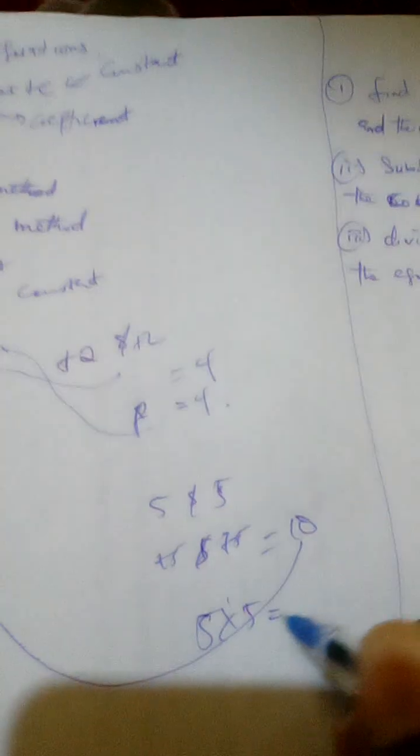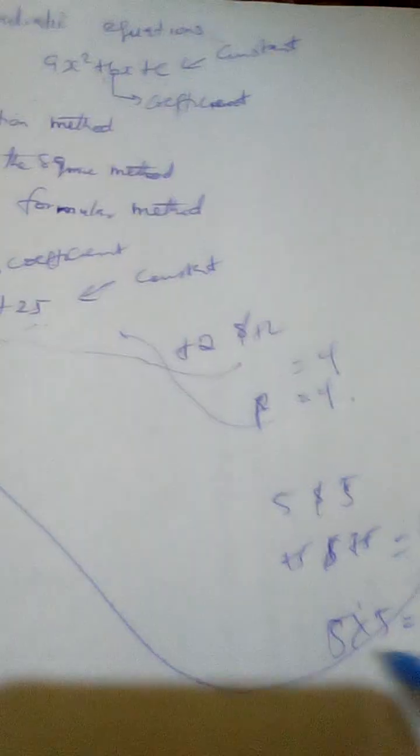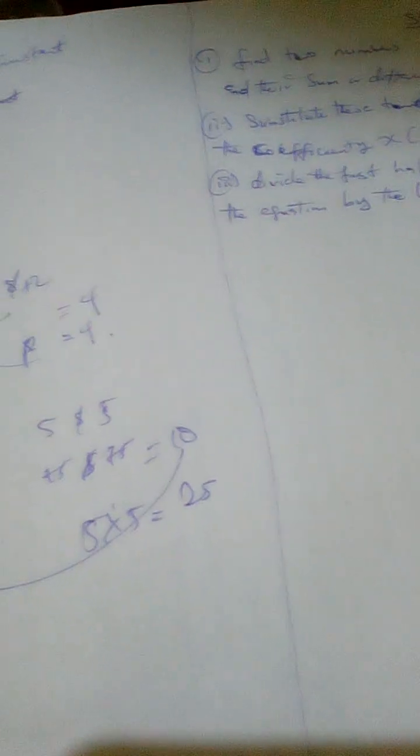And when you do 5 times 5, which is the product, it gives us 25. So the two numbers we're going to use are 5 and 5, because the sum, 5 and 5, gives us 10, which is the coefficient, and the product, 5 times 5, gives us 25, which is the constant.